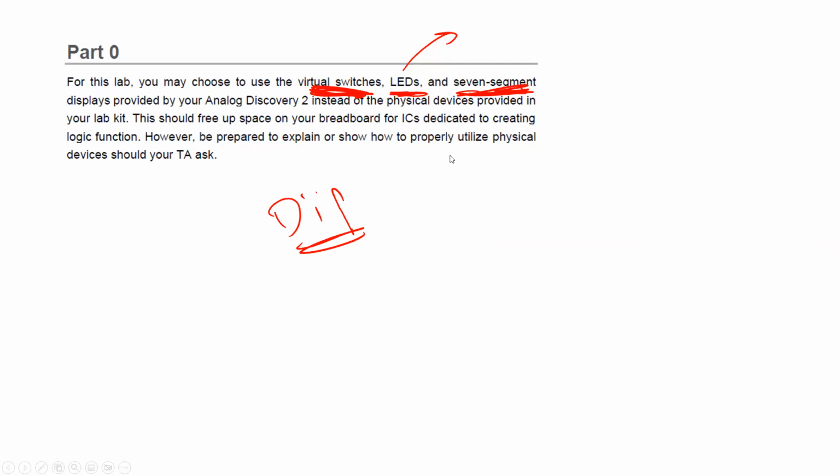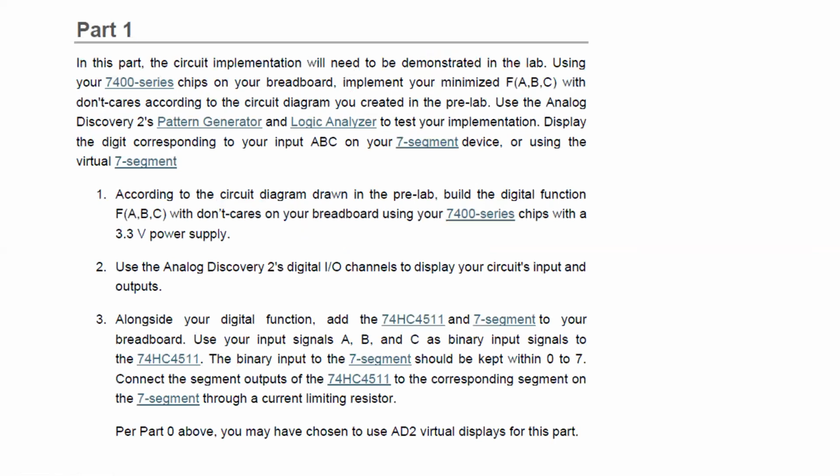If you want to use the physical ones, I'm totally fine. If you want to use virtual ones, also I'm totally fine. Let's start with the first one here. In the first one, I want you to implement the circuit of F. Remember, we had two functions, F and Y, okay? And then here, I told you to use the pattern generator and logic analyzer, as I explained before.